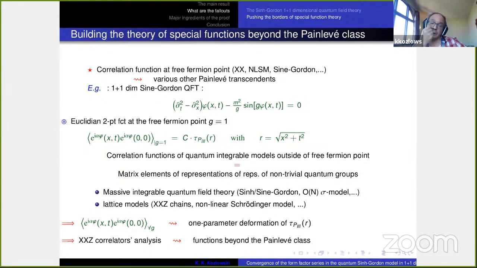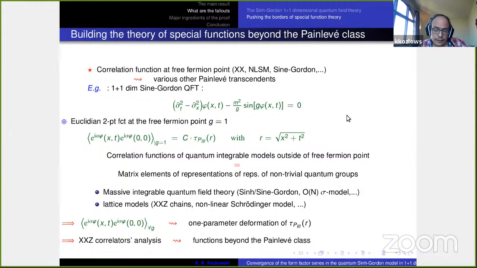If you consider correlation functions at the free fermion point of quantum integrable models, the XXZ model, Sinh-Gordon model, nonlinear Schrödinger model, you get various other Painlevé transcendents. For instance, consider the quantum field theory behind the Sinh-Gordon model, where I remind you there is a classical evolution equation. You can compute it at the free fermion point, which corresponds to G = 1, the coupling constant. If you compute the 2-point function of exponents of the field and set G = 1, then up to a multiplicative constant, you have the tau function of the Painlevé 3 equation, evaluated at R being the Euclidean distance of x to t.